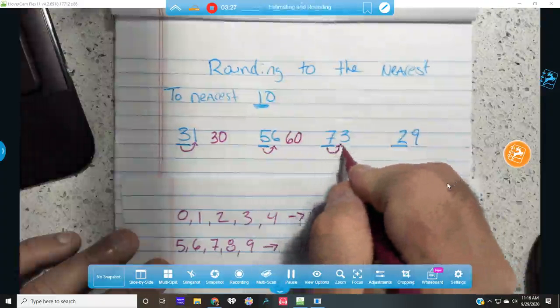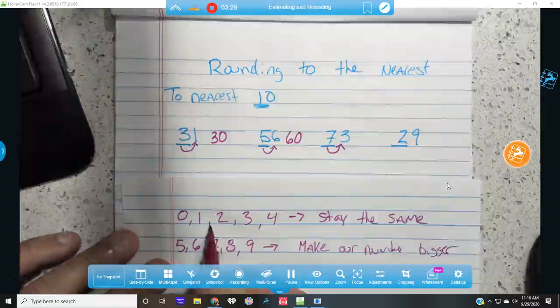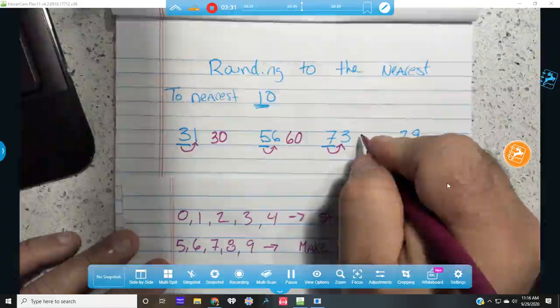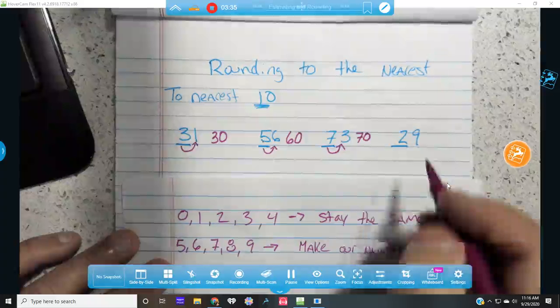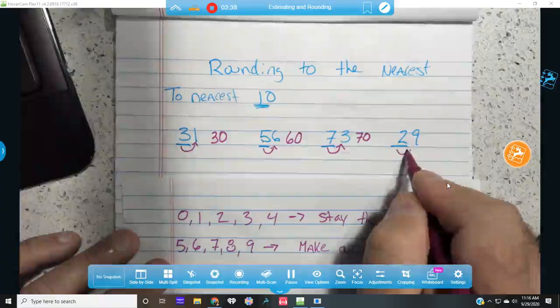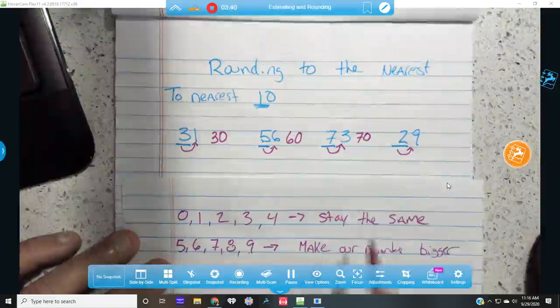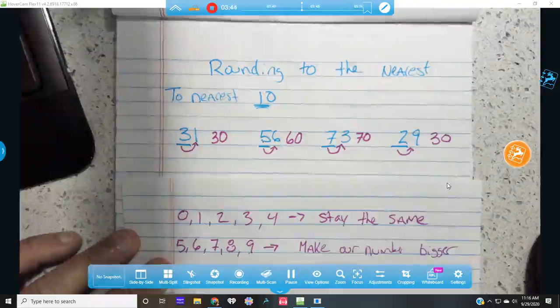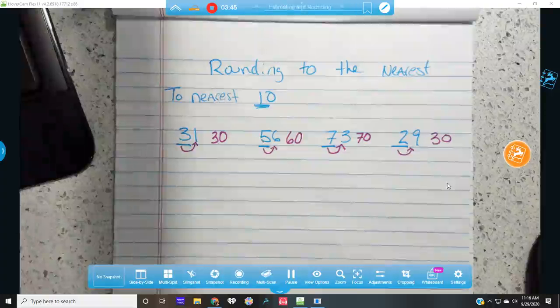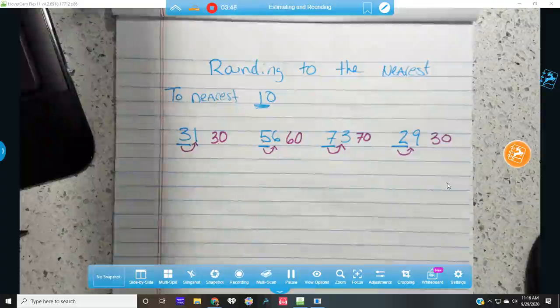Let's try it with the 73. Looking at a 3. Where's my 3? Oh, stay the same. My 7 stays the same. I replace my 3 with a 0. Here comes 29. Ooh, 29 seems pretty big. That's going to make it bigger. 29 becomes a 30. Okay?